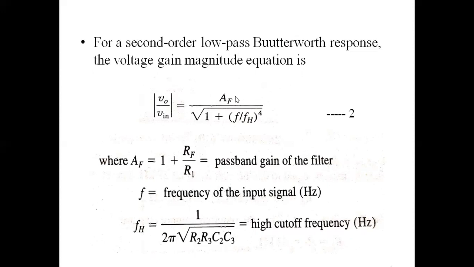Here the term AF represents once again the passband gain of the filter, and that passband gain is given by the equation 1 plus RF by R1. F is the frequency of the input signal, whereas the high cutoff frequency can be determined by the equation 1 over 2 pi square root of R2 into R3, C2 into C3. For simplicity of the design equation, we can assume the resistors R2 and R3 are equal.